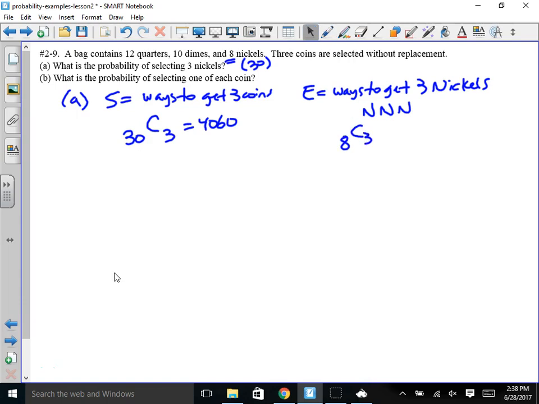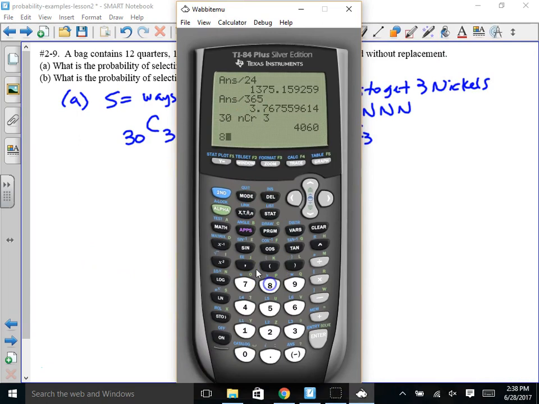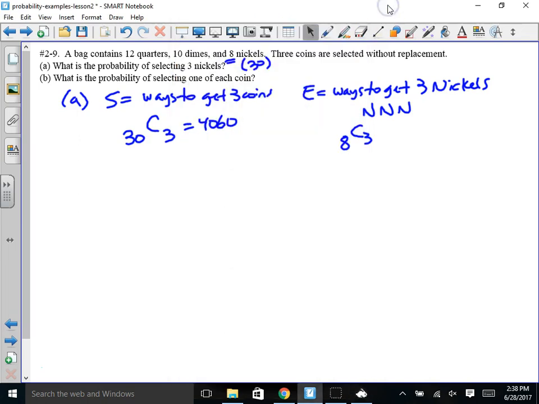So if I do 8 combination 3, for the same reason as before, it's a combination, so 8 combination 3 this time. Out of the 8 nickels, choose 3, order doesn't matter. That can happen 56 different ways. 56 different ways, and that means the probability of getting 3 nickels is going to be 56 out of 4,060. And I've already worked that out here. That turns out to be 0.0138.